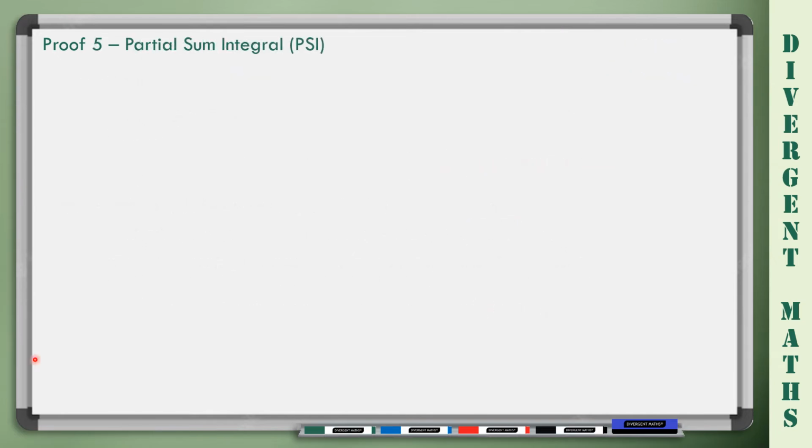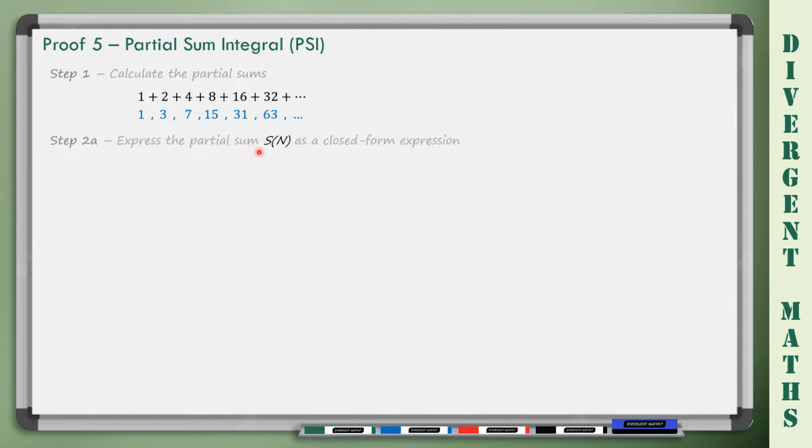Proof number 5, partial sum integral. So let's do the usual. Step number 1, calculate the partial sum. We have done it on the previous board. Let's go quick. We recognize the sequence of partial sums being the powers of 2 minus 1, starting from 2, which is for the index n equal 1. Step 2a, express the partial sum S of n as a closed form expression. S of n, the sigma from lowercase n equal 1 to uppercase N of 2 to the n minus 1. Let's open the toolbox quickly. We've done it just now.